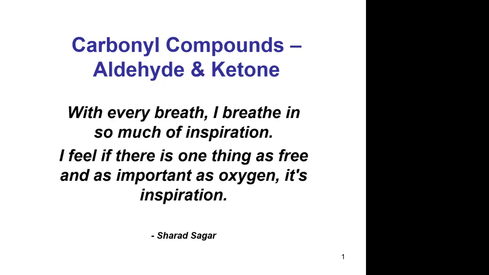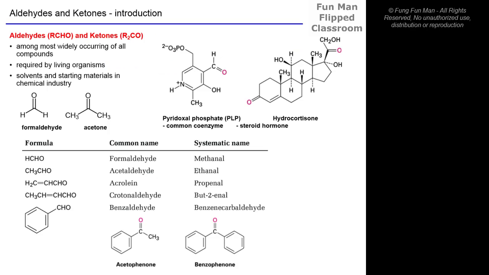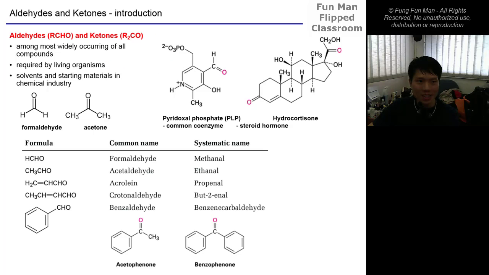Hello students, so welcome to this topic called carbonyl compounds, aldehyde and ketones. Let me do a very simple introduction of these two compounds. For the aldehyde, in short we call them RCHO, where R represents the alkyl group, and ketones will be R2CO. They are among the widely occurring compounds in all the organisms, and they are required by all living organisms, and we can find them in the solvents and as starting materials in the chemical industry.